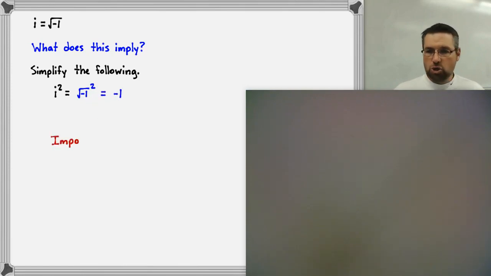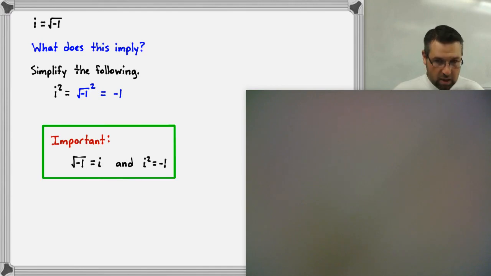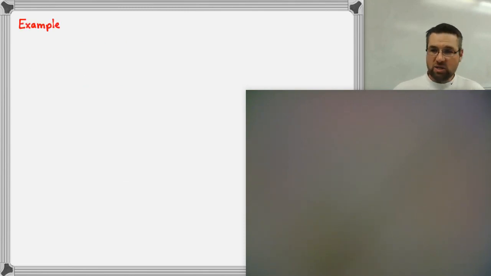This is so hugely important, okay? The two things that you need to get from this right now is that i is the square root of -1 and that i squared is -1, because if I square this, I end up with -1. These are two things that you're going to want to commit to memory, especially this one, and then you should be able to manipulate this one so it says i squared equals -1. Write that down. It is important that the square root of -1 is i, and that i squared is -1, okay? Now, what does that mean? What can we do with this?